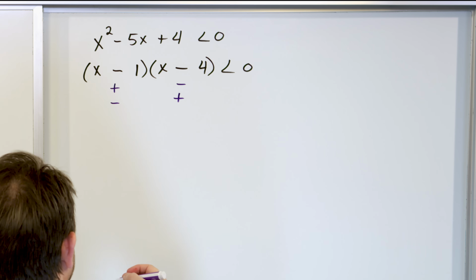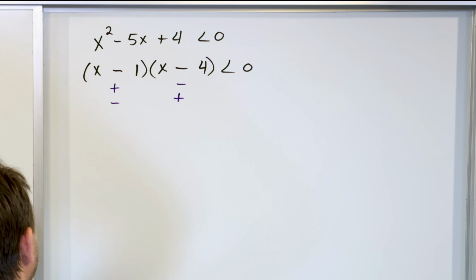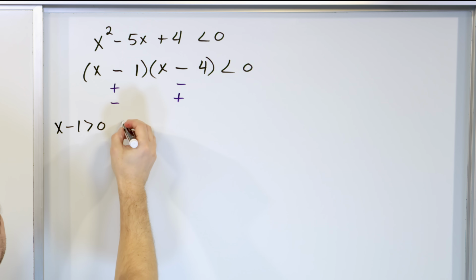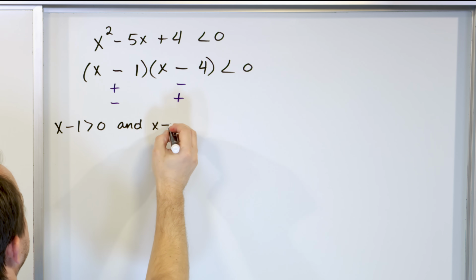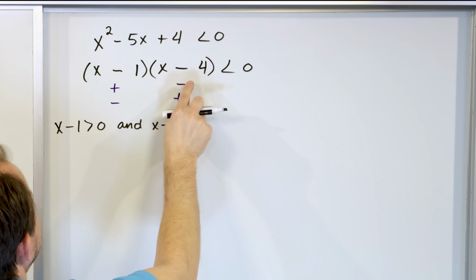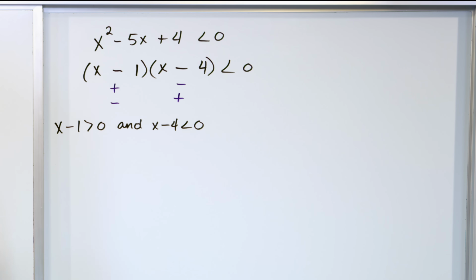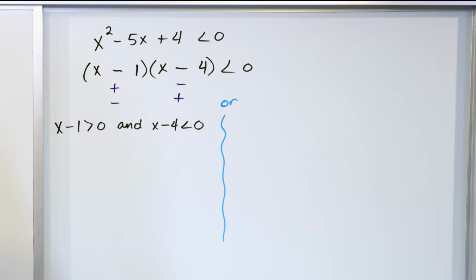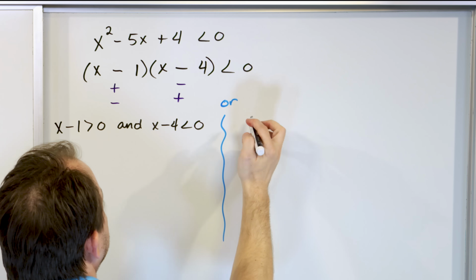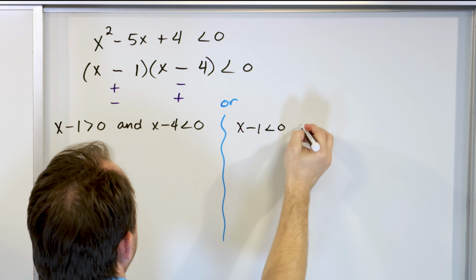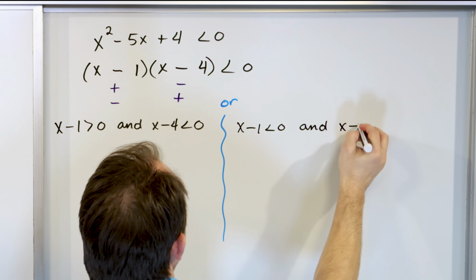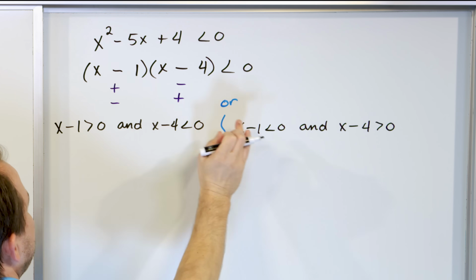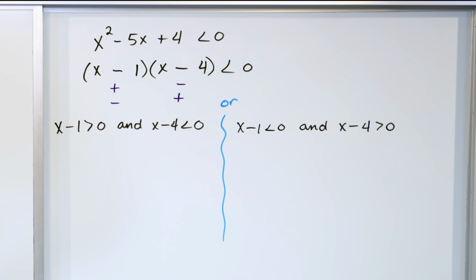So I write both of those cases down. I say, all right, if I'm going to go with this one, I'll say x minus 1 bigger than 0 and x minus 4 less than 0. That's writing down these two cases. Okay. Then I could say or, come down here, the bottom case, x minus 1 less than 0 and x minus 4 greater than 0. So I've covered the top case here, or the bottom case can also be true, right?